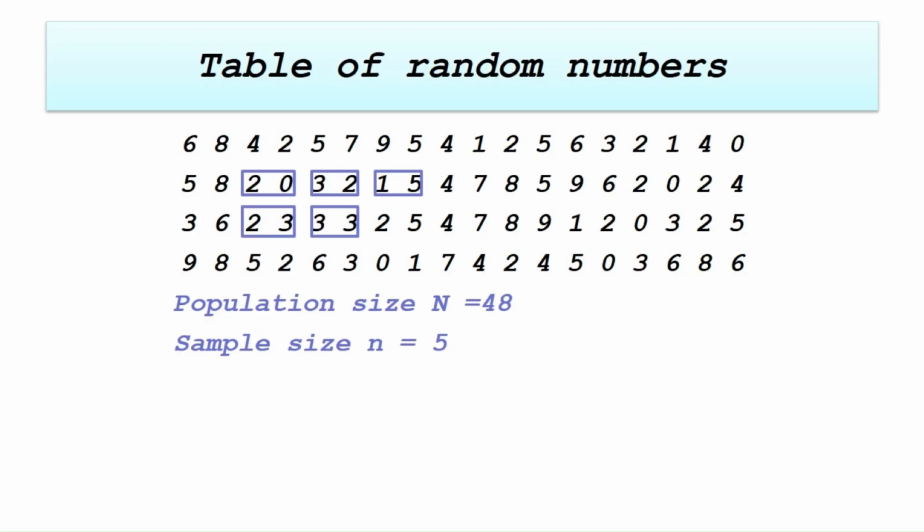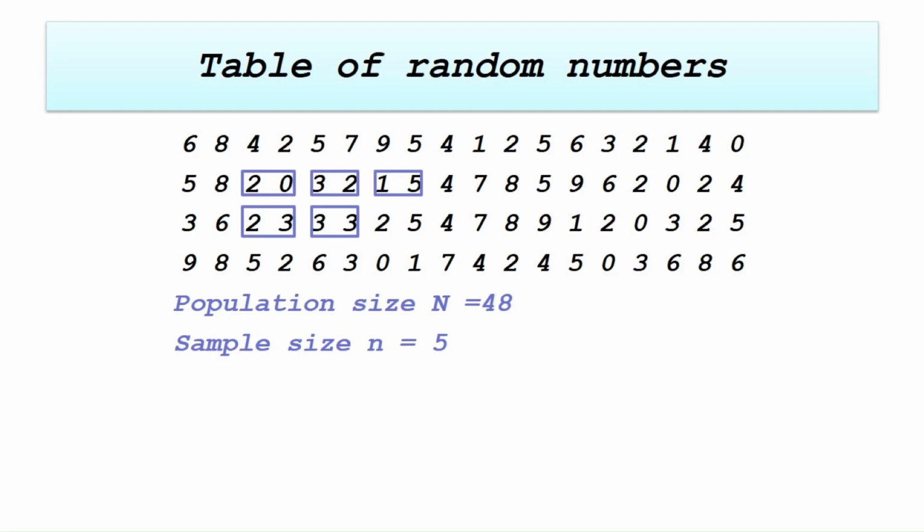The next one is 52. We cannot select this participant because our population size is 48 and the sample size is 5. The next one is 57, and the next one is 32. We select this person, and the next number is 33. We select this person, and the next ones are 63 and 95.